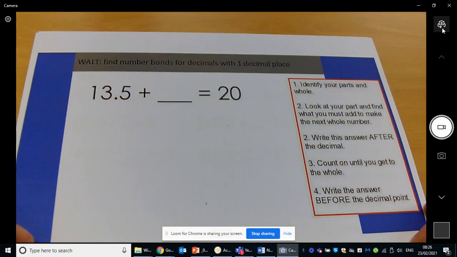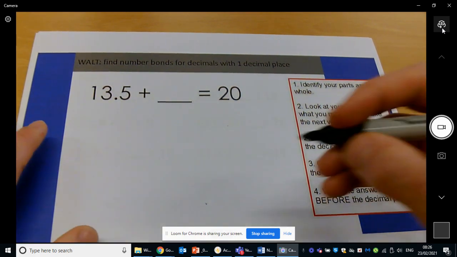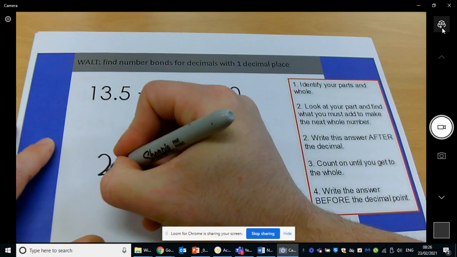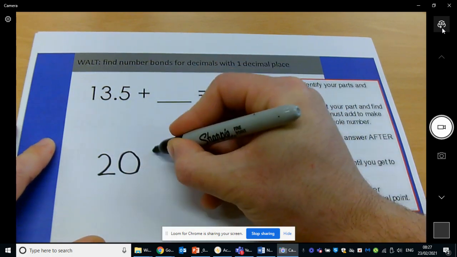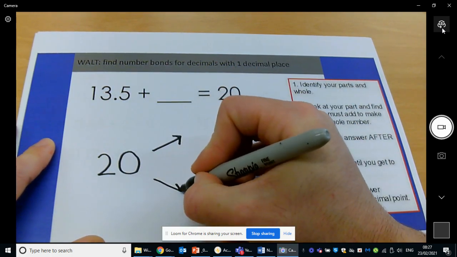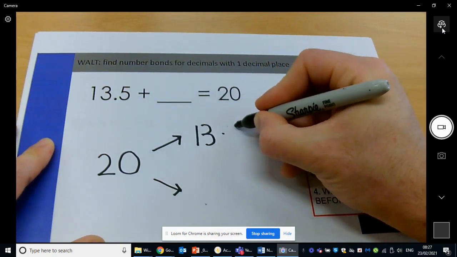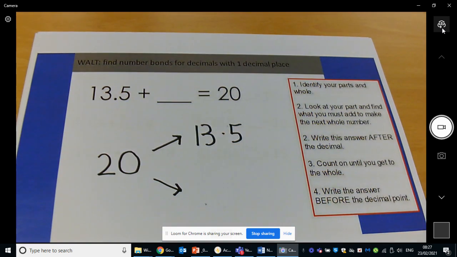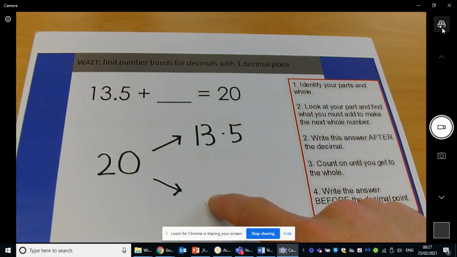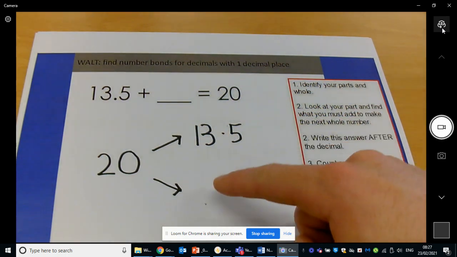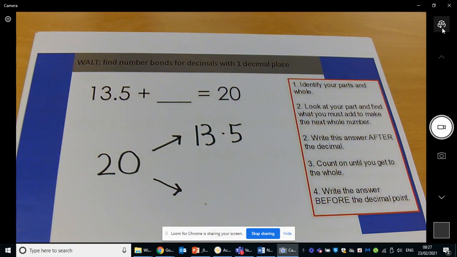Right, guys, so what I'm going to ask you to do is I'm going to leave this all up to you. I'm just going to draw out the whole and the parts. The other steps are all up to you, okay? So pause the video now. Can you find out what the other missing part is? 13.5 and what make 20. Do this in your own books. Off you go.